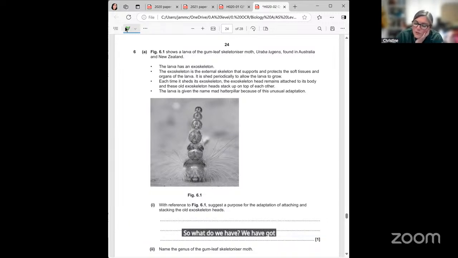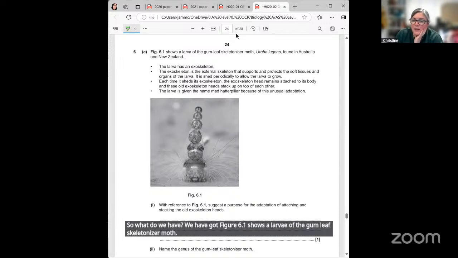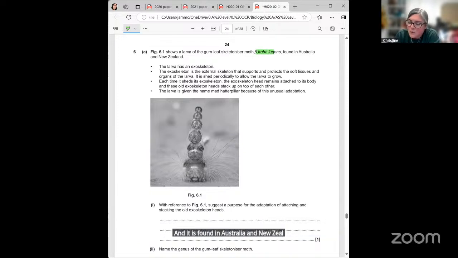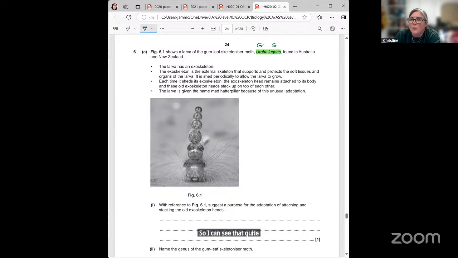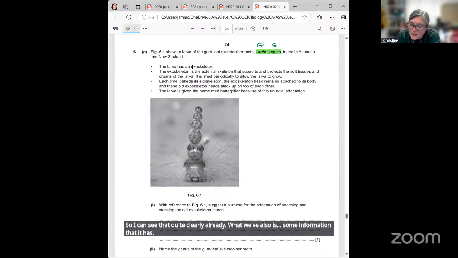Figure 6.1 shows a larva of the gumleaf skeletonizer moth, and it is found in Australia and New Zealand. So again, straight away, what I'm noticing is they're already giving me my genus and my species name. So I can see that quite clearly already. What we've also got is some information that it has an exoskeleton.